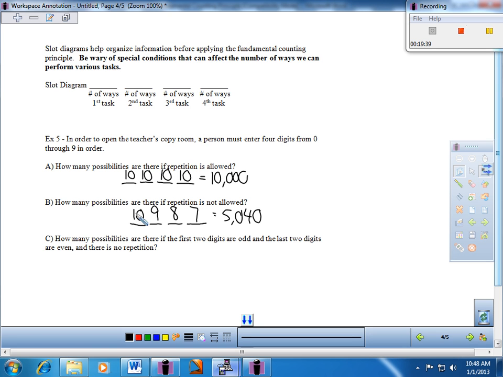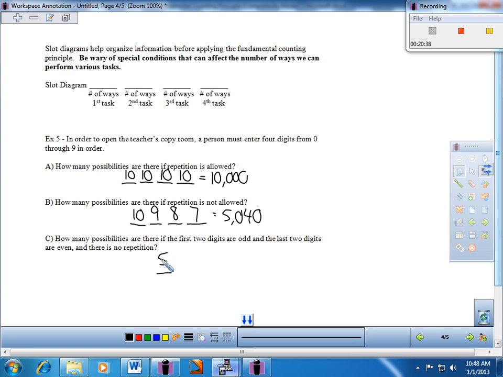So again, your first task is to enter that first digit. That hasn't changed. And so there are some conditions to that first digit, though. You know that that first digit has to be odd. So it's either going to be a 1, or a 3, or a 5, or a 7, or a 9. And so that would be 5 different possibilities.